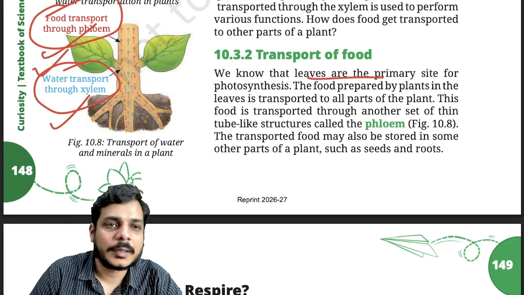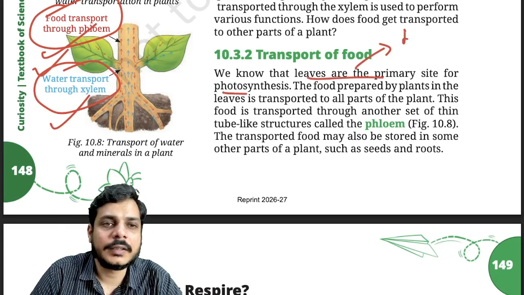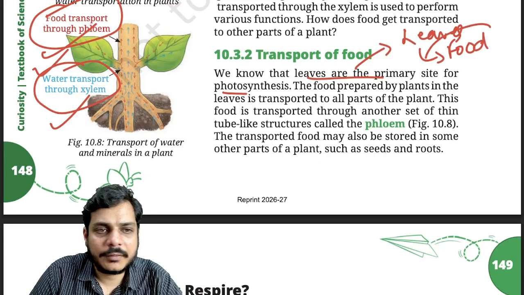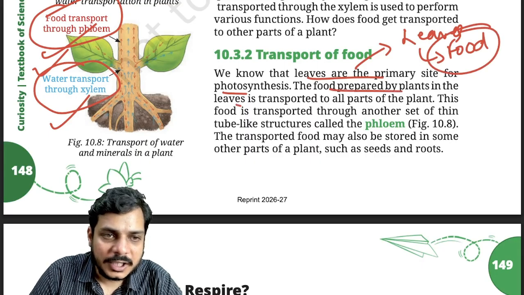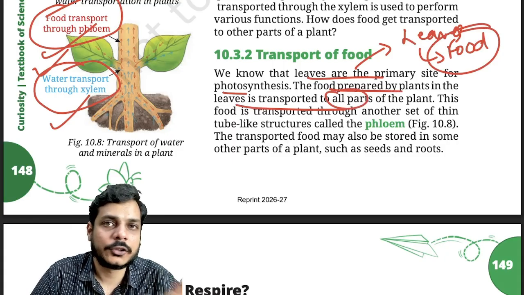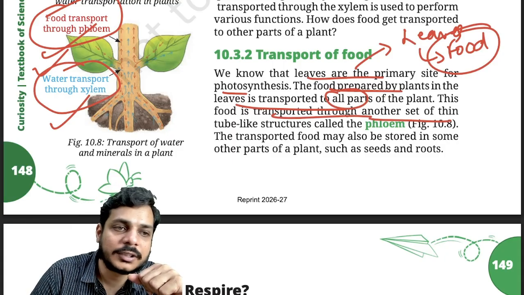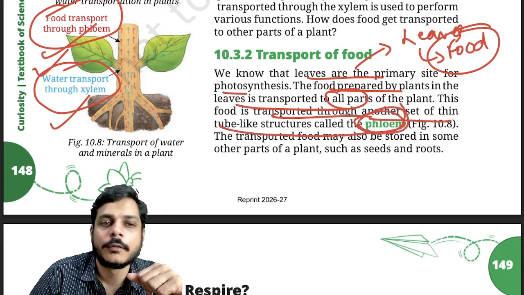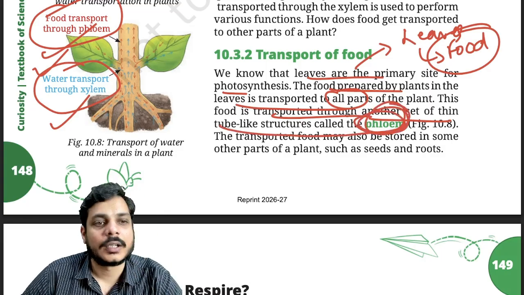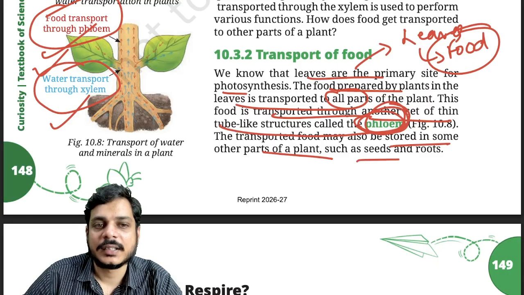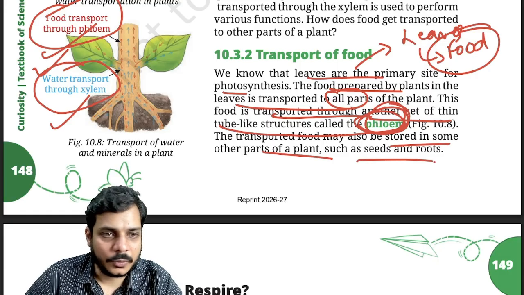So we know that leaves are the primary site for photosynthesis. This means leaves are food factories, where food is being produced. If food is being produced, it needs to be transported everywhere. The food prepared by plants is transported to all parts, from leaves to every part of the plant. So this food is transported through another set of thin tube-like structures called phloem. All right. The transported food may also be stored in some other parts of plants such as seeds, fruits, and so on.